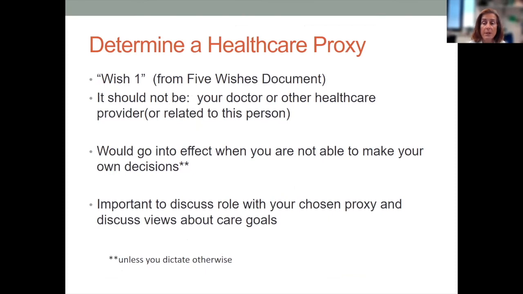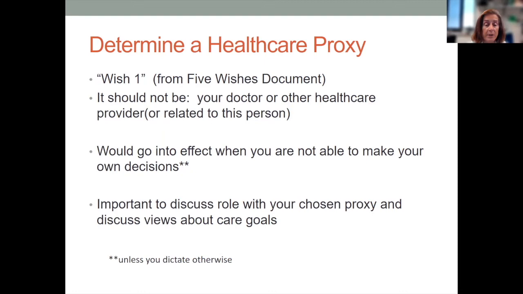First and foremost in advanced care planning documents is to determine a healthcare proxy or a healthcare power of attorney. It is wish one from the 5 wishes document. A healthcare power of attorney should not be your doctor or other health provider or a person related to your doctor or your health provider. Your healthcare power of attorney would go into effect when you're not able to make decisions on your own, or if you have designated that person to act on your behalf.